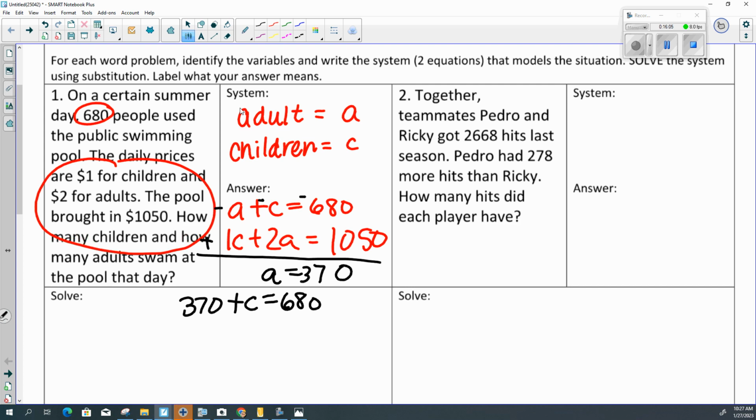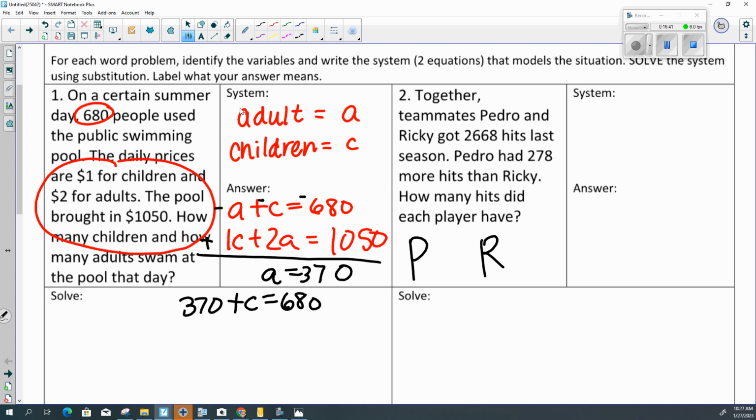As you read through this, Ian, what are the 2 variables? What are the 2 things we're trying to find? Say it again. Oh, sorry, on number 2. Yes, on number 1. For who? We want to find Pedro's hits. We want to find Ricky's hits. Those are the variables. And again, I would not call them X and Y. That gets confusing. Who is X, Pedro or Ricky?